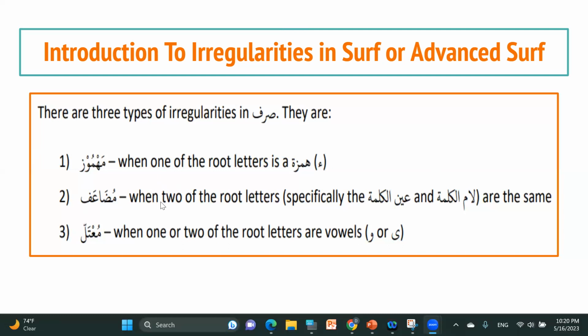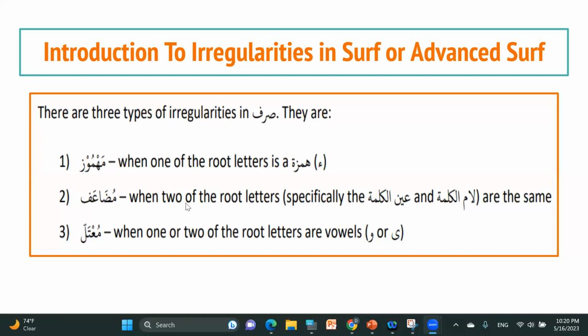The second type of irregularity that you come across is the one in which two of the three letters are the same. Mostly Lam, specifically Lam and Ain kalma are the same, like Haqqa yahiqqu. In Haqqa we have Ha, Qaf and Qaf. So the Ain kalma and Lam kalma are the same. So these are two types of irregularities.